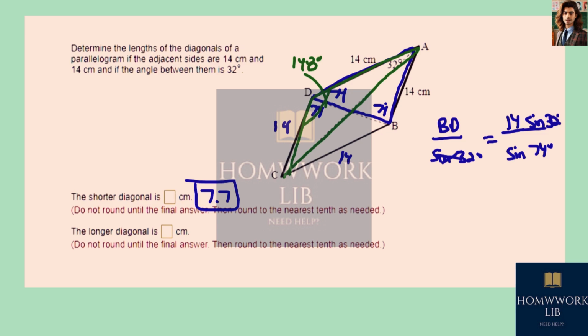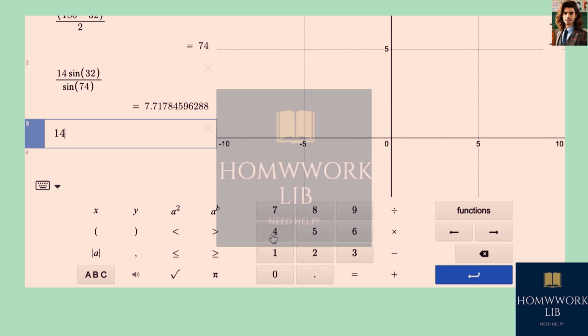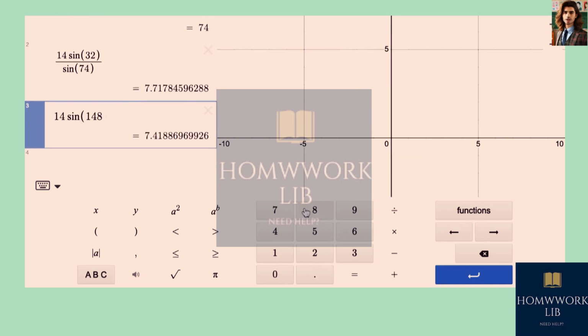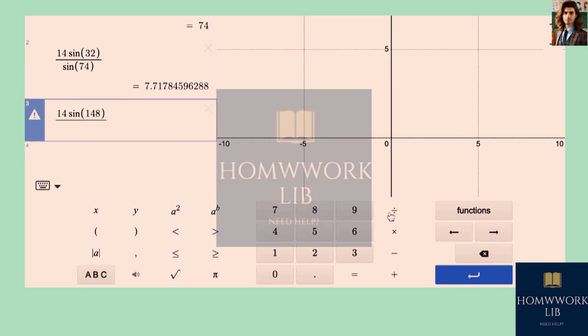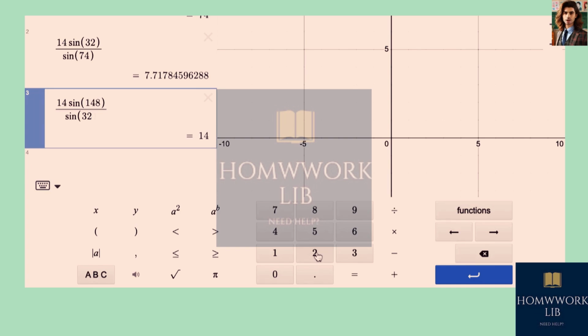And we can find the longer diagonal, AC over the sine of its opposite angle, 148, and that's going to be in proportion to, for instance, 14 over the sine of 32. So cross multiply the sine of 148 and you'll have AC, 14 sine 148 over the sine of 32. And we get 14 exactly.